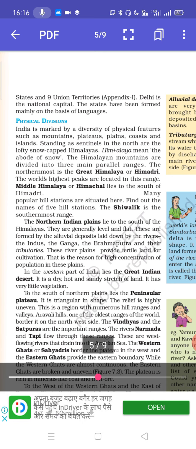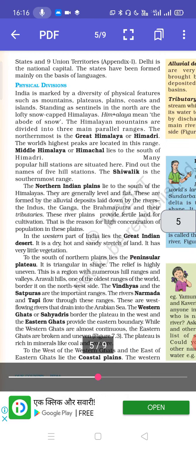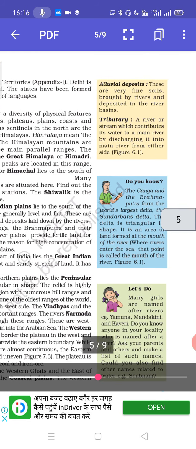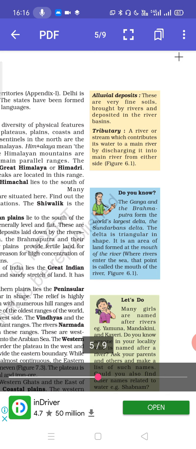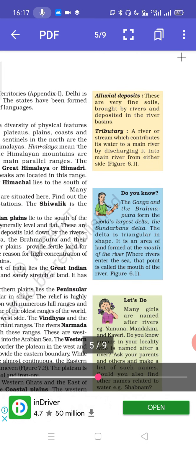Therefore, the population is more in comparison to other parts, because this is a fertile area where agriculture is practiced, and therefore the population is more. Now you can see alluvial deposit. These are very fine soil brought by rivers and deposited in the river basins. Tributary, a river or stream which contributes its water to a main river by discharging it into the main river from either side.